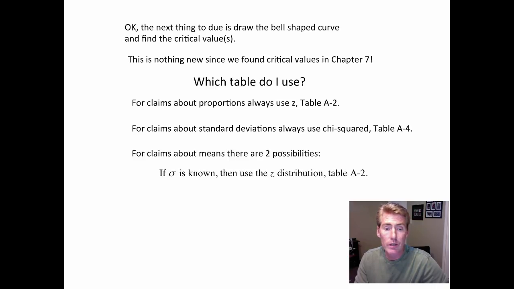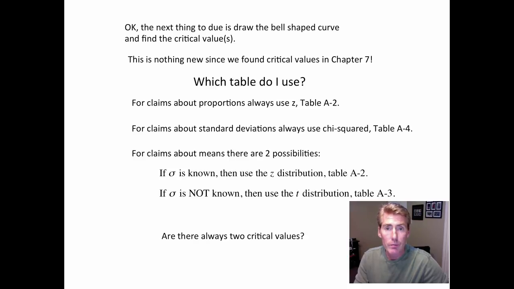There's two possibilities. If sigma is known, that means you know the standard deviation for the whole population. If that's true, then you can use the Z distribution or Table A2. If sigma is not known, that means you only know the s, the lowercase s for standard deviation, for a sample. Well, in that case, you use the T distribution, Table A3.